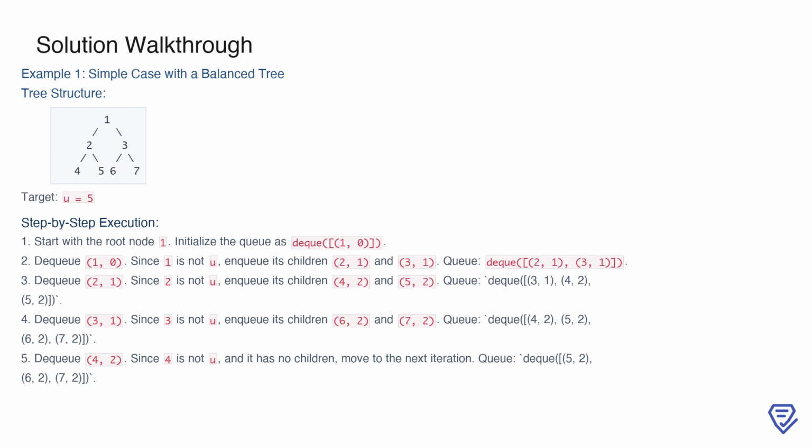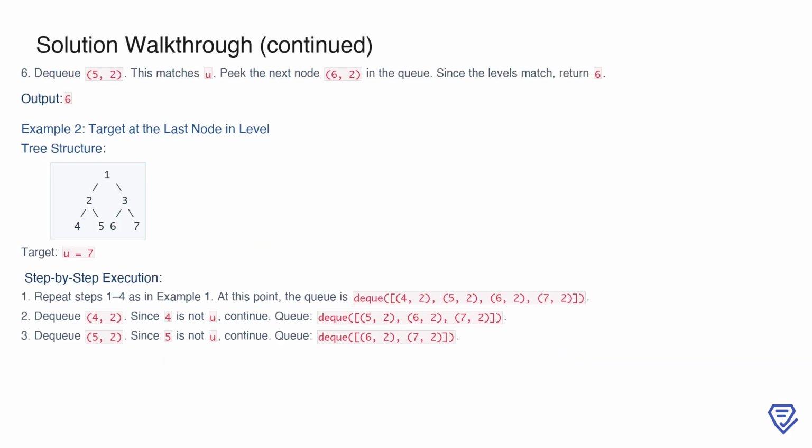We then dequeue 2. Again, since 2 is not U, we enqueue its children, 4 and 5, with their levels as 2. Now the queue becomes (3, 1), (4, 2), (5, 2). Next, we dequeue 3. Since 3 is not U, we enqueue its children, 6 and 7, both at level 2. The queue is now (4, 2), (5, 2), (6, 2), (7, 2). Finally, we dequeue 4. Since 4 is not U and has no children, we proceed to the next node in the queue. Now we dequeue the next node, which is (5, 2).